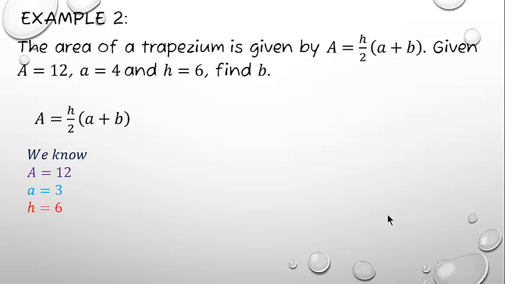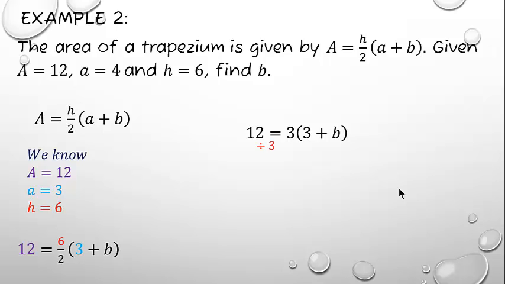So we know capital A equals 12, small a equals 3, and h equals 6. So the area is 12, one of the parallel sides equals 3, and the perpendicular height equals 6. We want the other parallel side. So if I'm substituting everything we know into the equation, we have 12 equals height over 2, so 6 over 2, and in brackets we have 3 plus b. So we need to simplify that, so 12 equals 3 outside of 3 plus b.